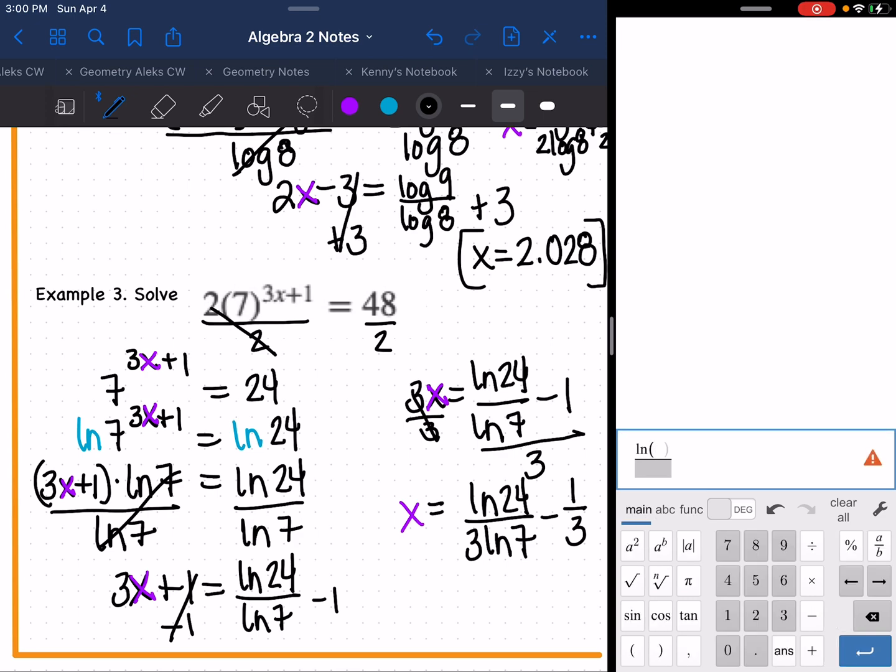Natural log 24. Oops, hold on. 24, there we go. Get down in the bottom, natural log. Now, you don't have to worry about, am I using the right one? Just really whatever you choose to use in the numerator, log or natural log, make sure you use the same in the denominator. If I choose to use natural log in the numerator and I choose to use log in the denominator, it's probably not going to work.